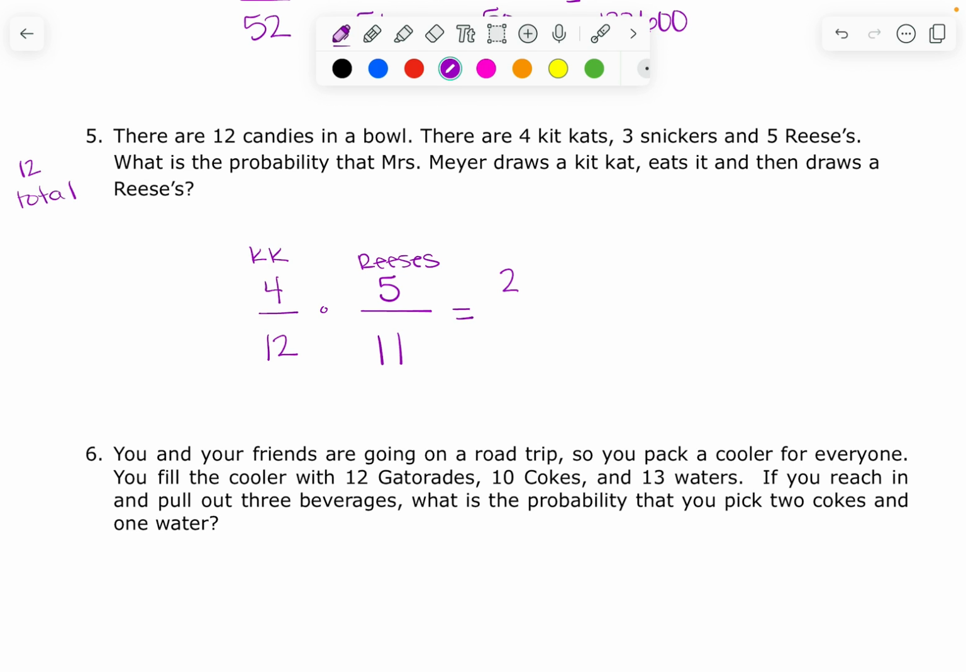4 times 5 is 20. 12 times 11, 132. Divide those out. 20 divided by 132 gives me 0.152. I'm going to look at that third number. That third number is going to tell me what the second one does. Because it's less than 5, it's going to tell me everything is going to stay the same. But once it says that, it disappears because it did its job.